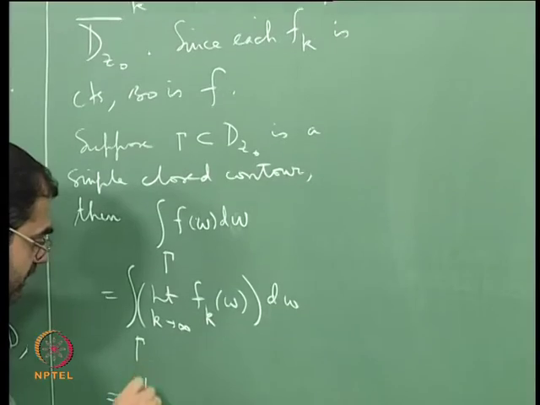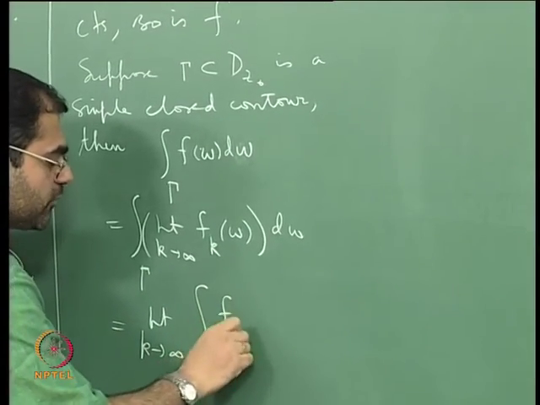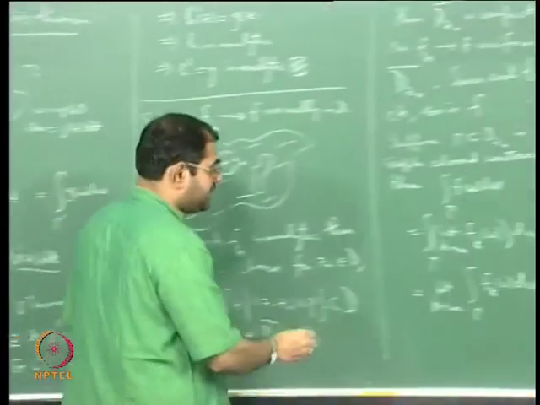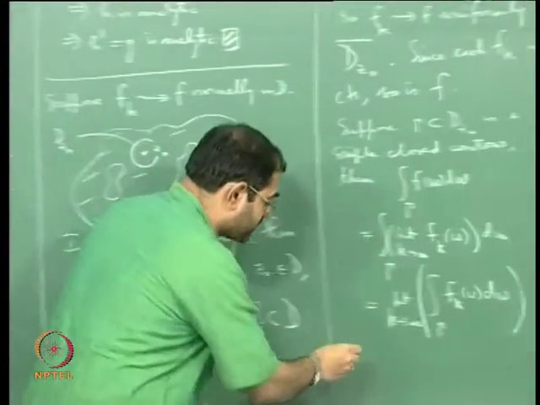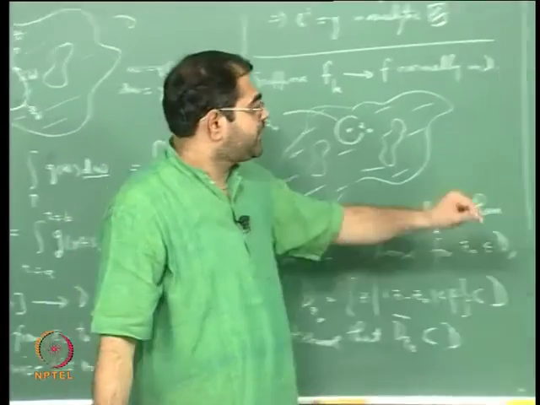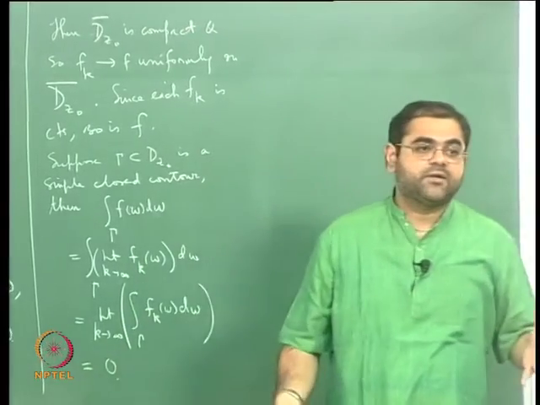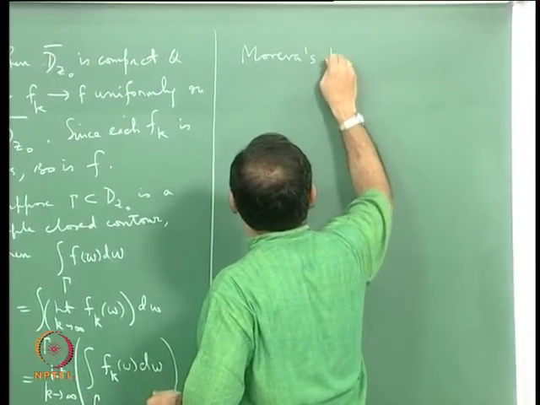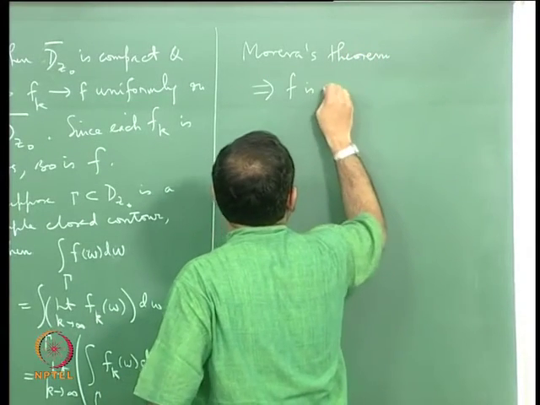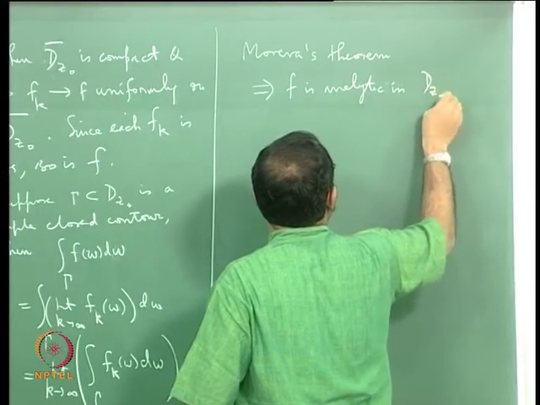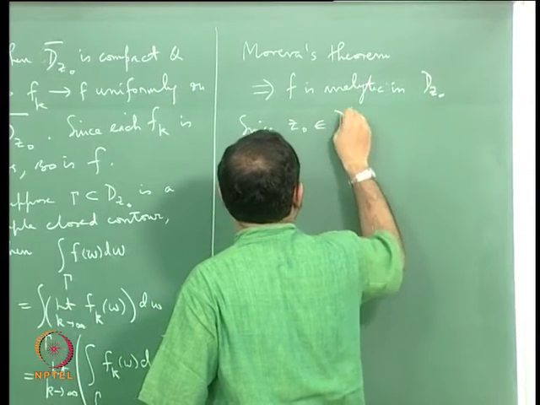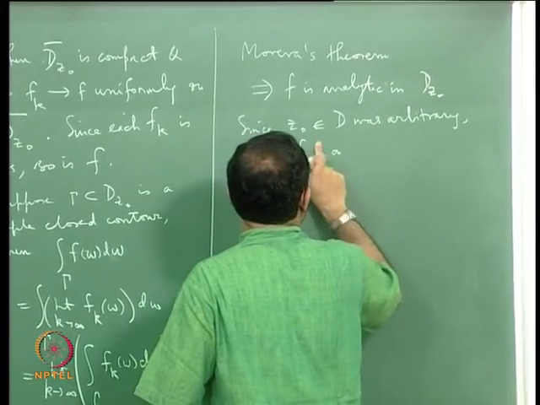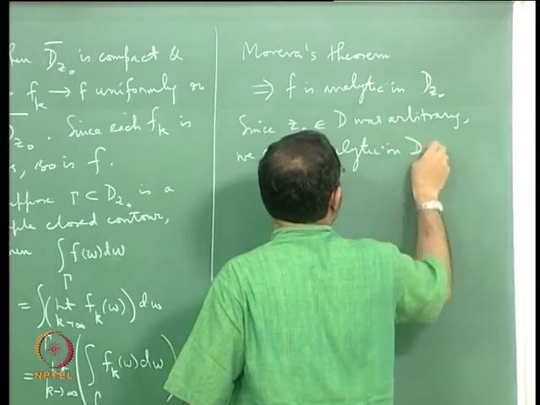So this can be written as the limit as k tends to infinity of the integral over gamma of f_k(omega) d omega. I can do this, and the reason why I can go from here to here is because of uniform convergence, mind you. But then each f_k is analytic. By Cauchy's theorem this is 0, therefore this is 0. Therefore by Morera's theorem f becomes analytic in D(z0), but then since z0 belonging to D was arbitrary, f becomes analytic in D, and that is the proof.